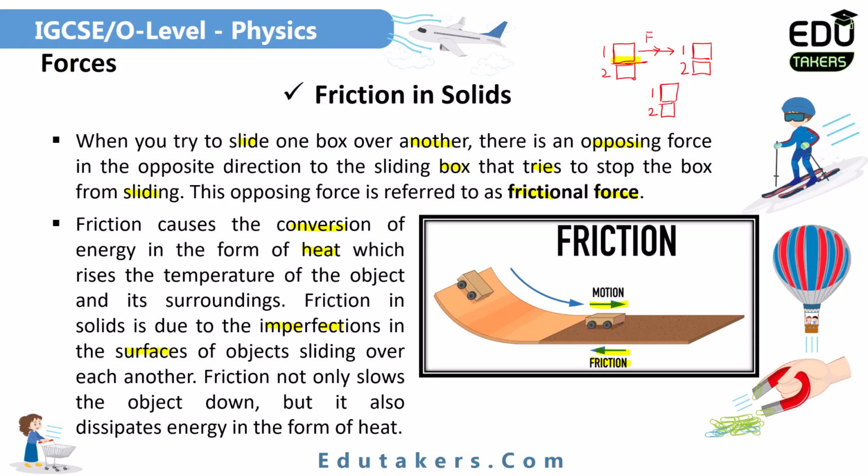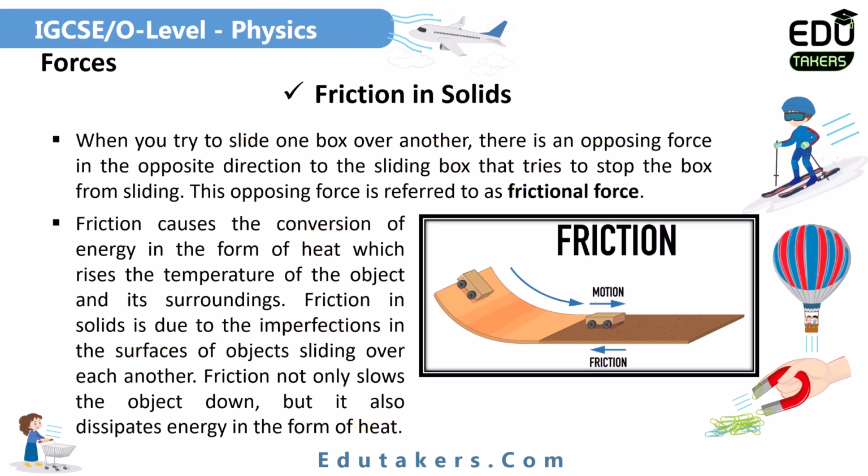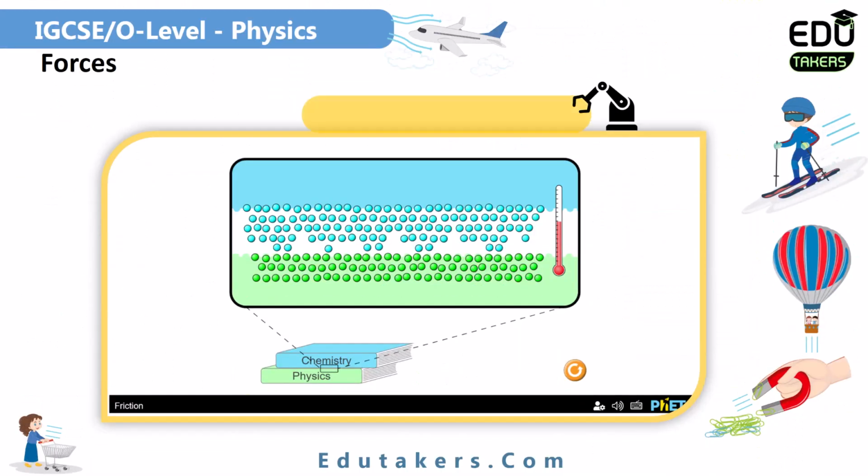The friction not only slows the moving object, but it also dissipates the energy in the form of heat. So basically there are two effects of the friction. One is slowing down the moving object, and the second is dissipating the energy in the form of heat energy. You can see here there is a simulation related to the friction in the solid.